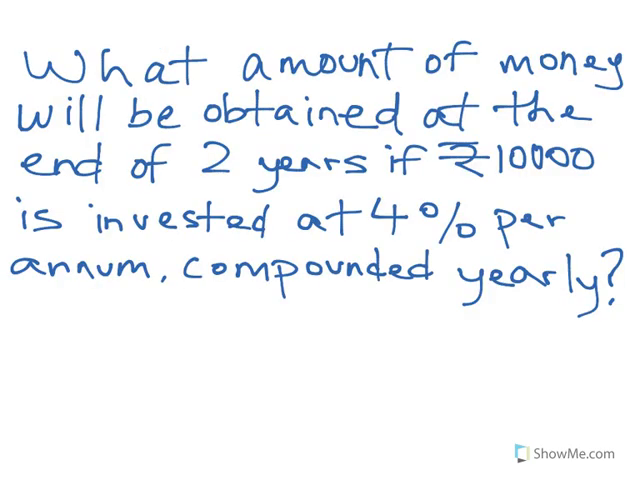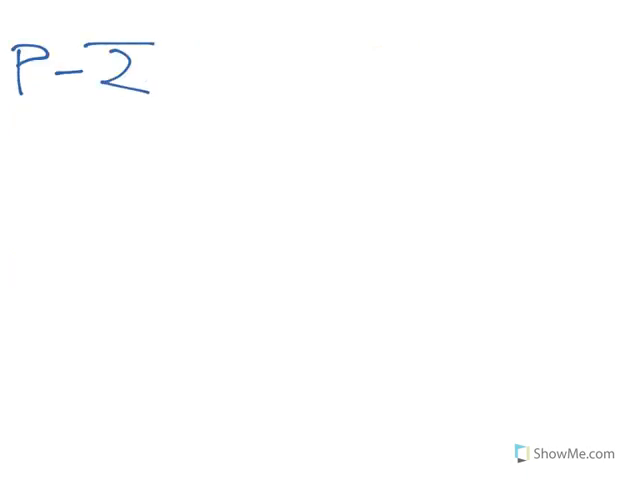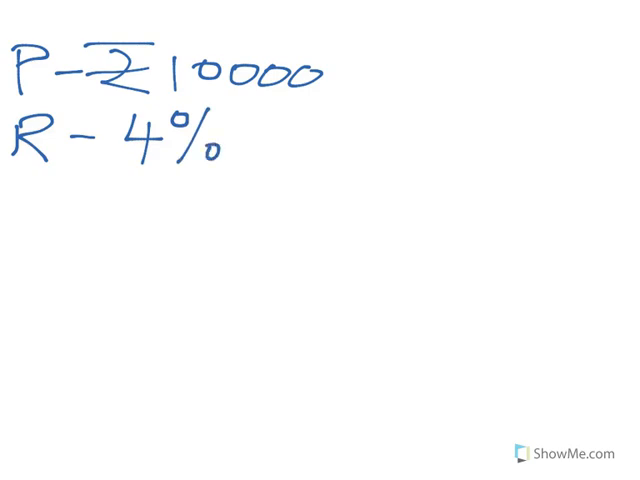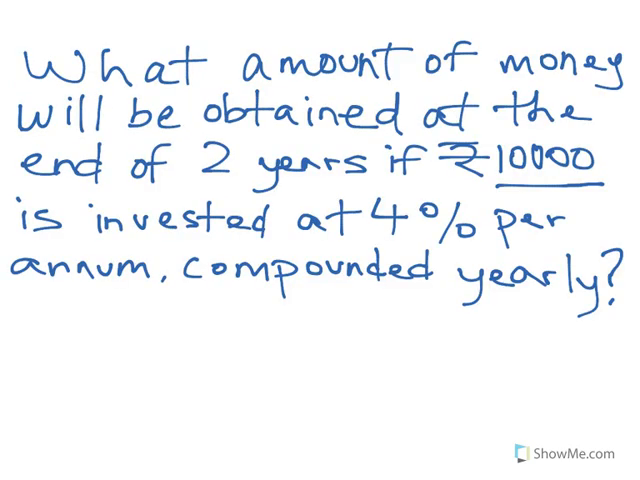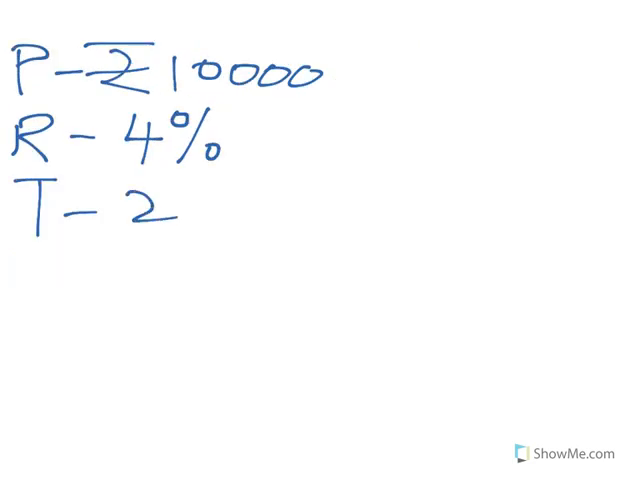So the first step to solving any word problem successfully is to first figure out what values you've been given. So P, my principal, that's rupees 10,000. It's pretty clearly mentioned over there. My rate is 4%, and my time is 2 years, so 2. Okay, so this is pretty direct.